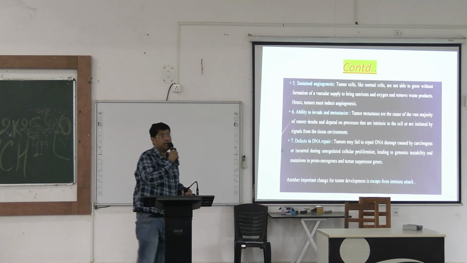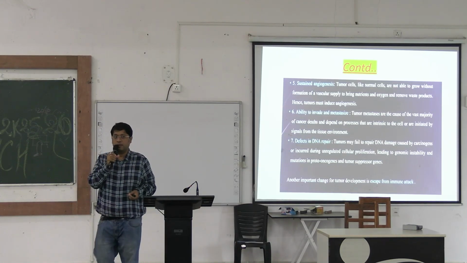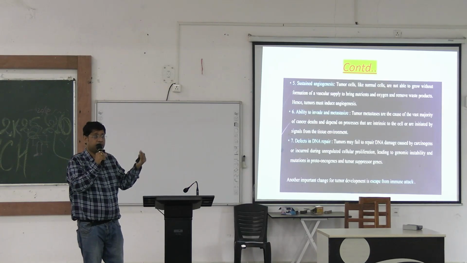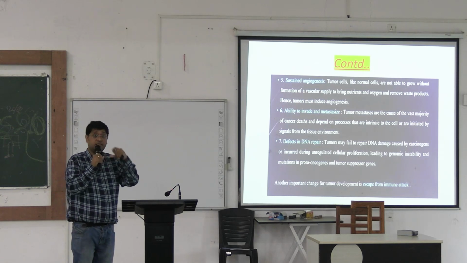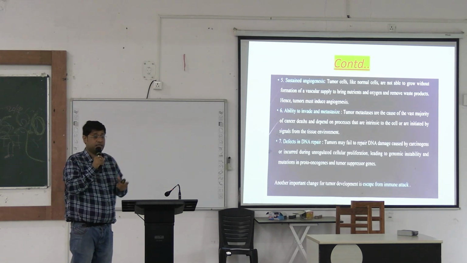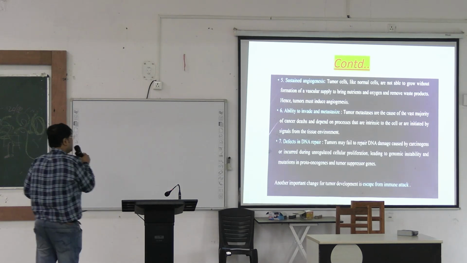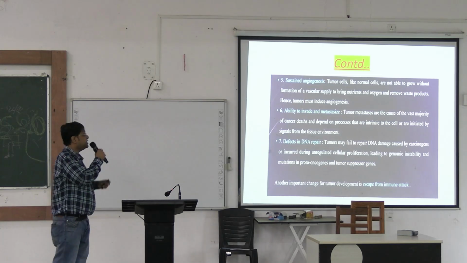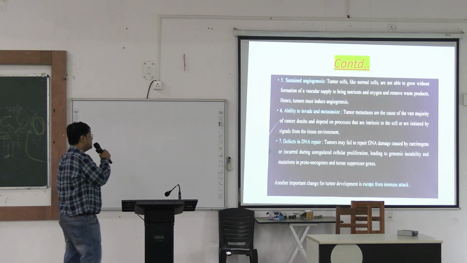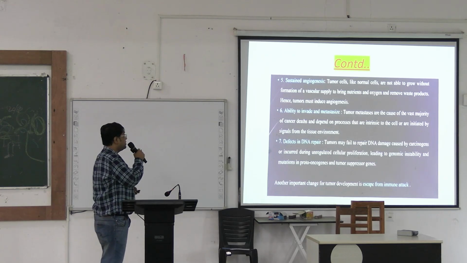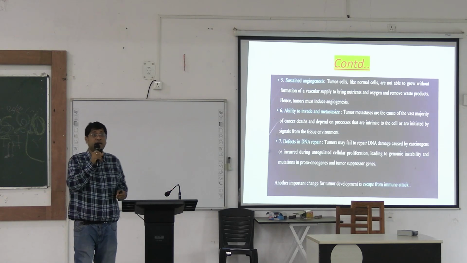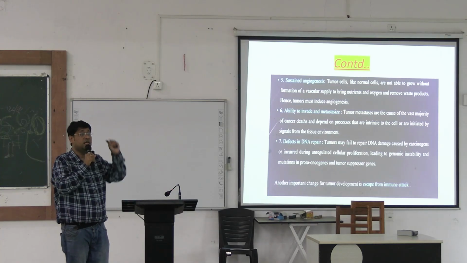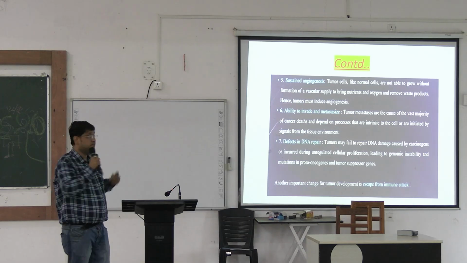Defect in DNA repair. In normal cells, if there is a defect in the DNA, those DNA defects are repaired. But here, that process itself is problematic. So what is it saying? Tumors may fail to repair the DNA damage caused by carcinogens or incurred during unregulated cellular proliferation. Whatever DNA damage is happening during unregulated cellular proliferation, these cells may not be able to repair it.